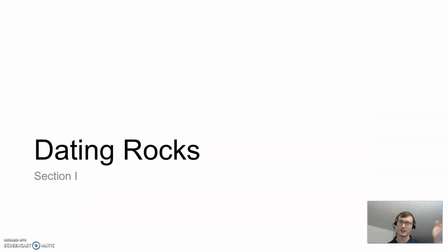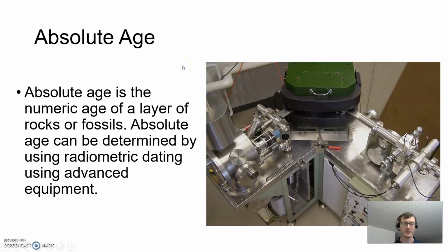Section 1 here is on dating rocks. Don't take this the wrong way, not that class. Anyway, we're going to talk first about absolute age. So this is what we're accustomed to using for just about everything. We would say, oh, well, this piece of paper was found 2001 years ago, and we know exactly what year it was from. So with rocks, this is a lot more difficult to do.